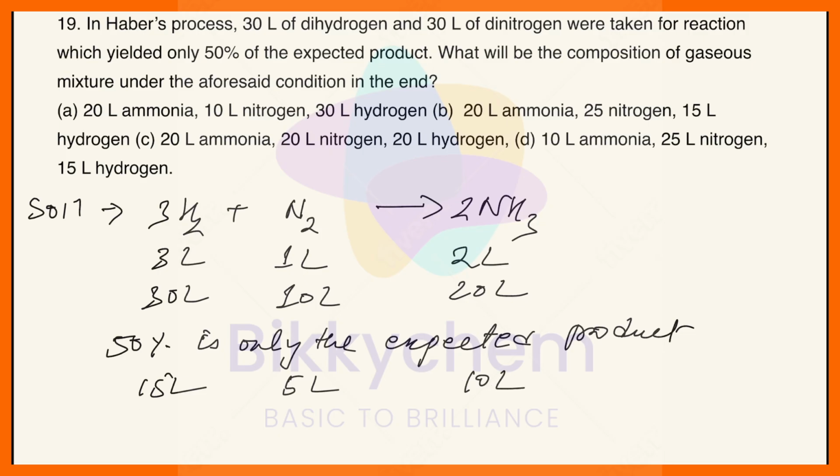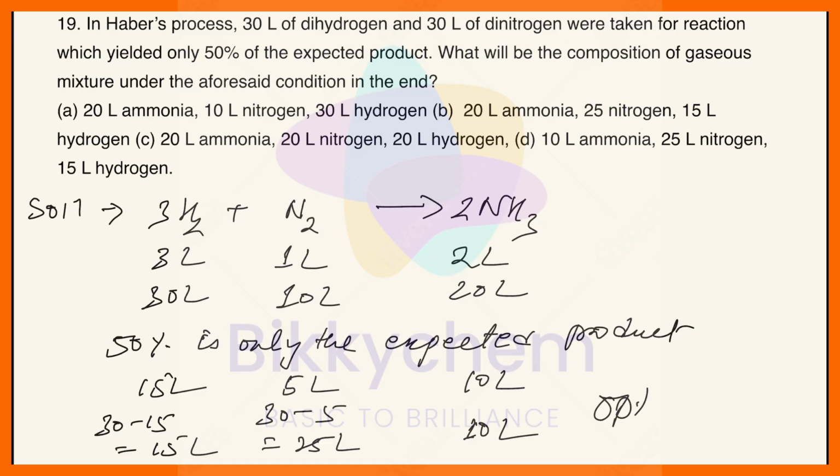So as per the given conditions, 30 liter of dihydrogen, so 30 minus 15 means it is 15 liter only, and dinitrogen is 30 minus 5, which is equal to 25 liter, and the product will be 10 liter. So the answer will be 15 liter of hydrogen, 25 liter of nitrogen, and 10 liter of ammonia. So to match this one, the correct option is D.